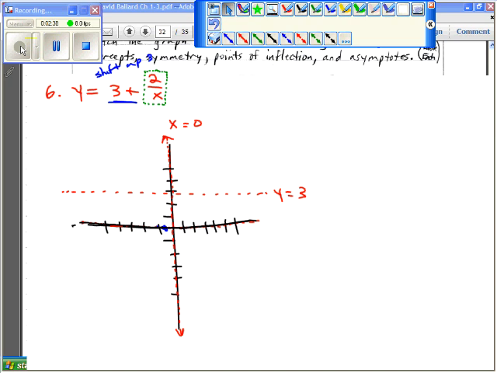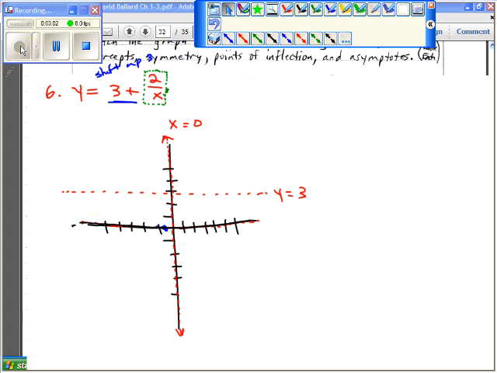So we said there was a horizontal asymptote at 0 because if the degree of the denominator is more than the degree of the numerator, then there's a horizontal asymptote at y equals 0. But the plus 3 moved that horizontal asymptote from y equals 0 to y equals 3. There we go. We forgot to mention that.